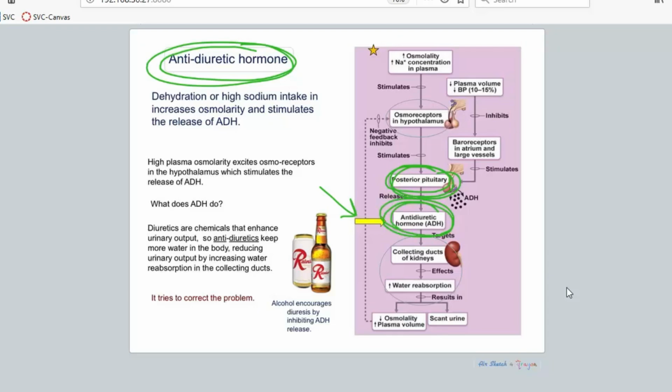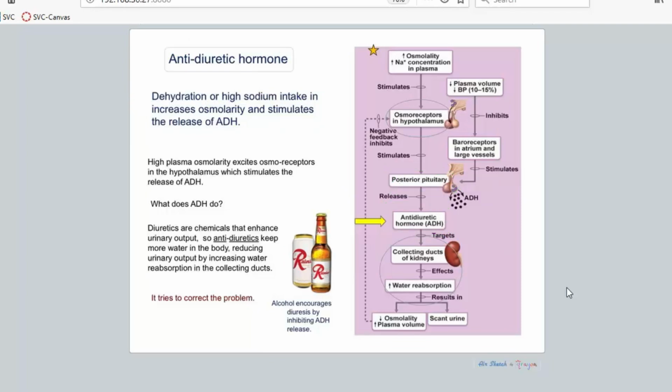But my question is, why does this happen? When do we release anti-diuretic hormone? Well, there's two main situations where we're going to increase anti-diuretic hormone. One of those is dehydration. If the body is dehydrated, we're going to release ADH. If we have a high sodium intake, too much sodium after a meal or in the body, then that's going to cause the release of anti-diuretic hormone.